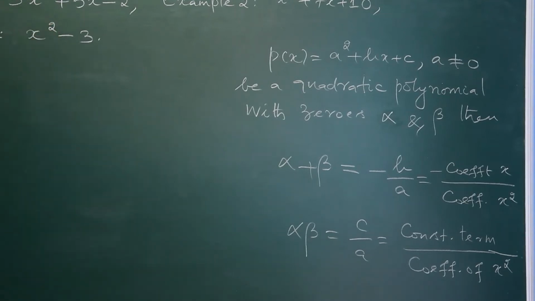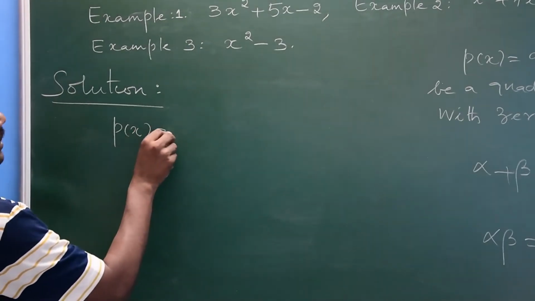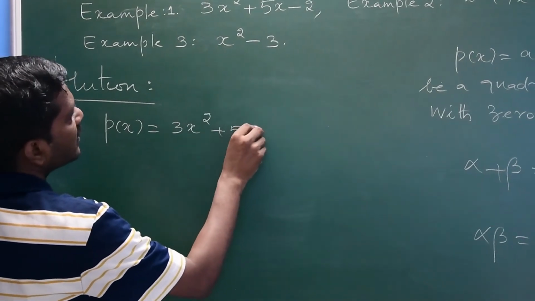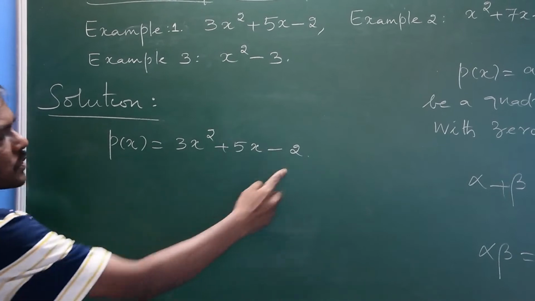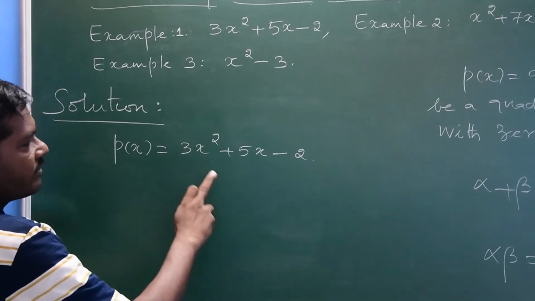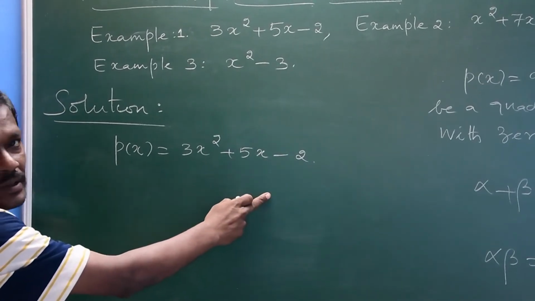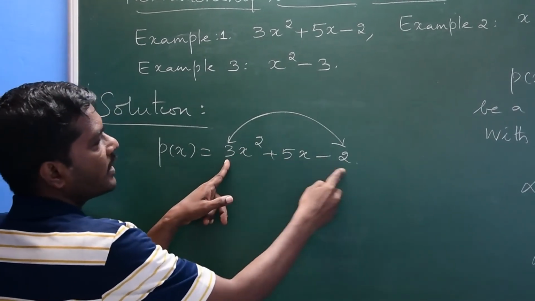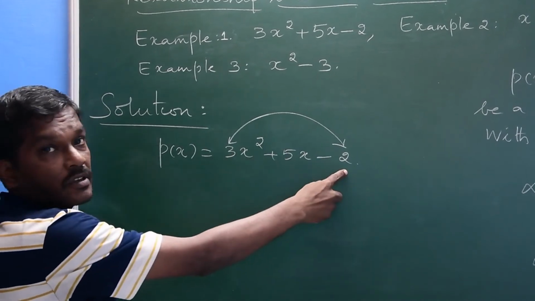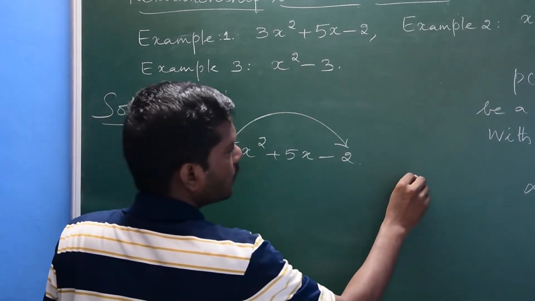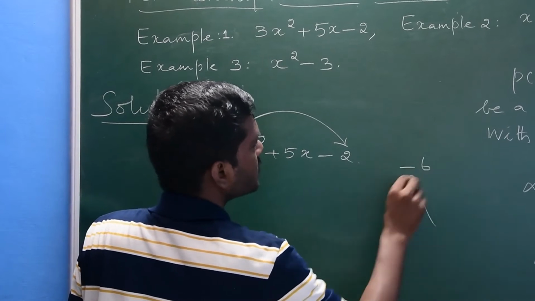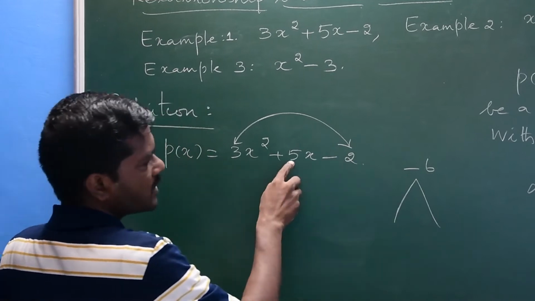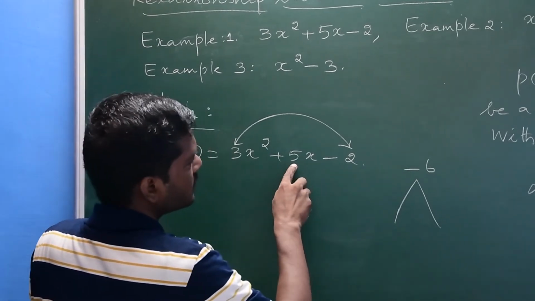Now let us take the first example. Let p of x be the polynomial 3x square plus 5x minus 2. Let us find the zeros of this polynomial using factorization by splitting the middle term. You multiply the first and last terms, and the product is minus 6, and the sum must be plus 5.